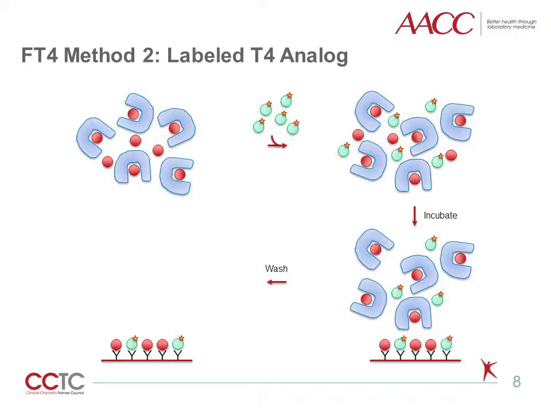Labeled analog then competes with free T4 in the patient sample for a limited number of solid phase anti-T4 capture antibodies. After a wash step that removes patient sample and any analog not bound to the solid phase, signal is measured. Similar to the previous assay format, signal is inversely proportional to free T4 concentration.